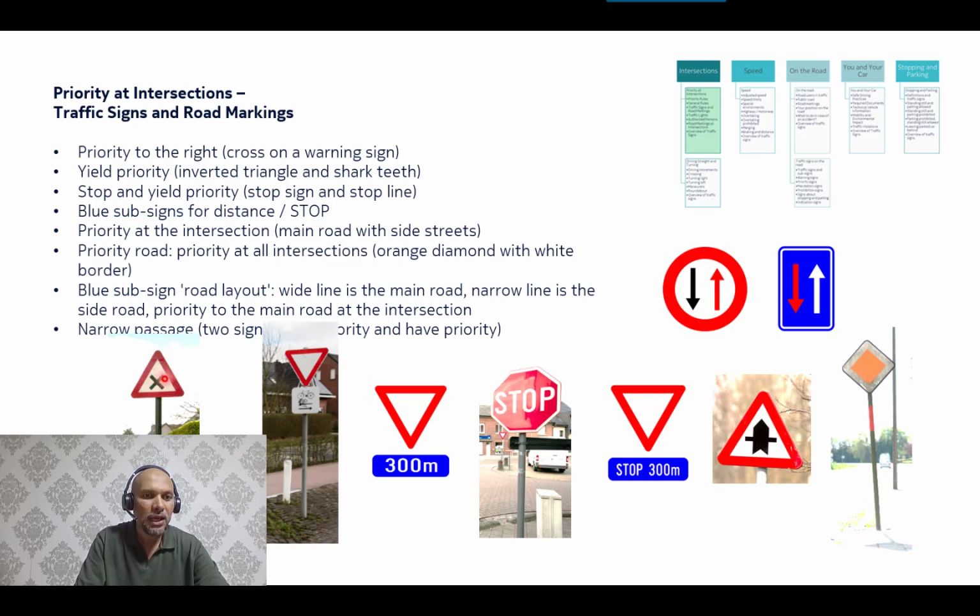Which means everyone has equal priority here, which means the priority from the right must be followed. And if I quickly move to another triangle here, you can see this is also a warning triangle, but one line is thick and the other two lines are thin. So the line that is thick indicates who has priority at the next junction.